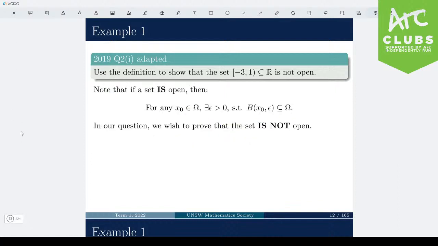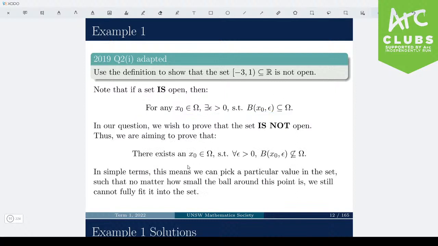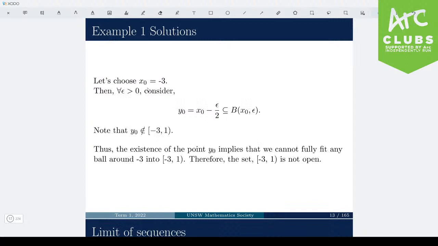Yep, so some more definitions here. Firstly, if a set is open, this condition must hold. For any x we choose in the set, there must exist an epsilon small enough, or arbitrarily small, such that the ball fits within the set. And if a set is not open, then we're trying to show that we can find some counterexample x in the set such that no matter how small we choose epsilon to be, we still can't fit the ball within our set omega. Okay. So in our question, like illustrated before, let's just choose the point -3.